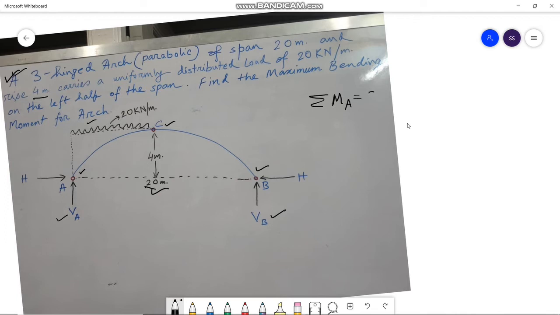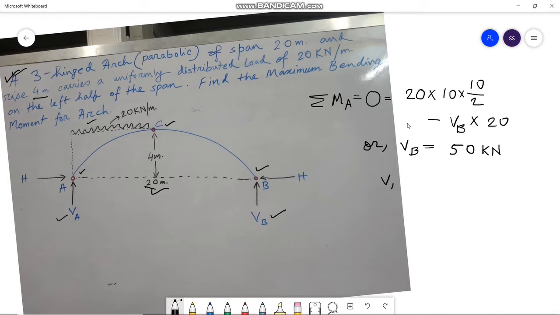We have summation of moment equals to zero. So we have moment 20 into 10 into 5, that is 10 by 2, minus VB into 20. Solving this equation, we get VB as 50 kilonewton.